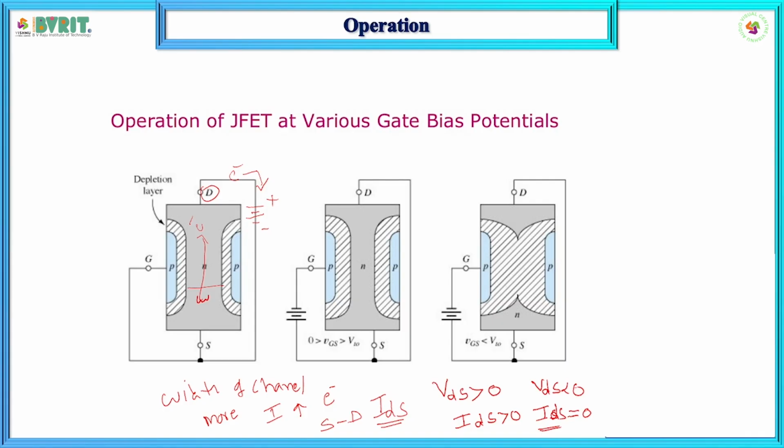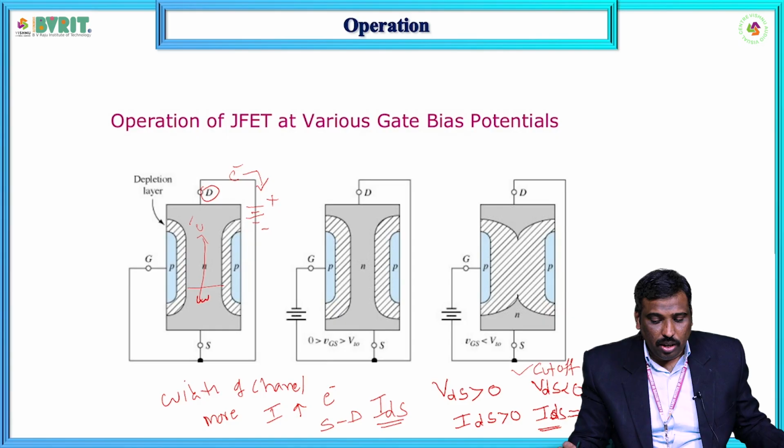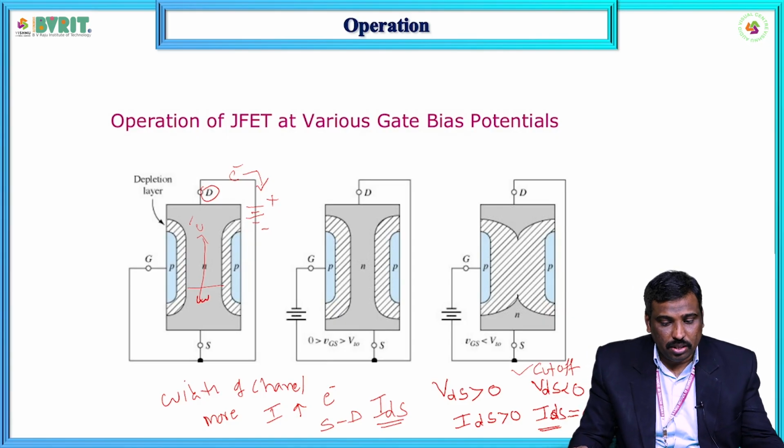This region we call the cutoff region. Cutoff means there is no current flowing from drain to source. Right. So now we need to understand what is the role of VGS.